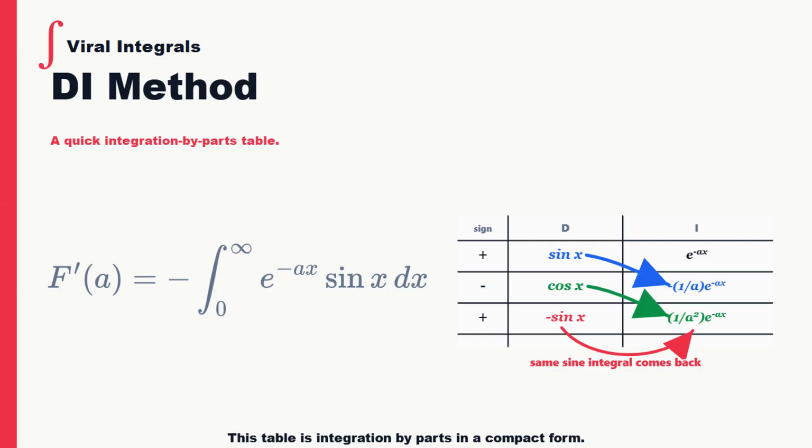D means keep differentiating the sine column. I means keep integrating the exponential column. The signs alternate down the left side. The full DI explanation will be linked in the description.